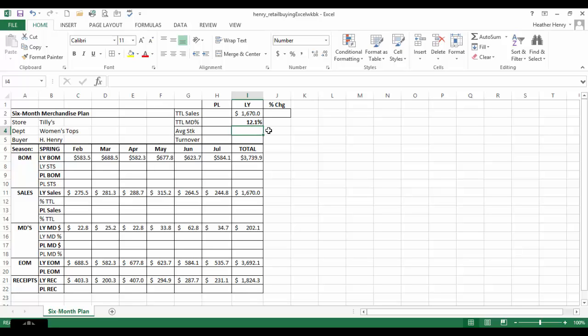Next, we need to look at the average stock, or the average on hand for the last 6 months that we are working in. So we will take the average of all of our BOMs, because those are beginning of the month on hands, and figure out exactly where the average stock level is. We now need to take our total sales, divide it into our average stock, to get our inventory turnover. We have a turnover of 2.7.